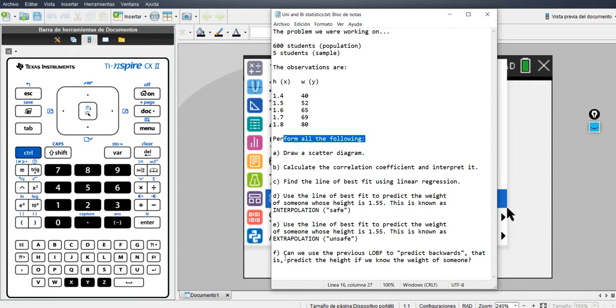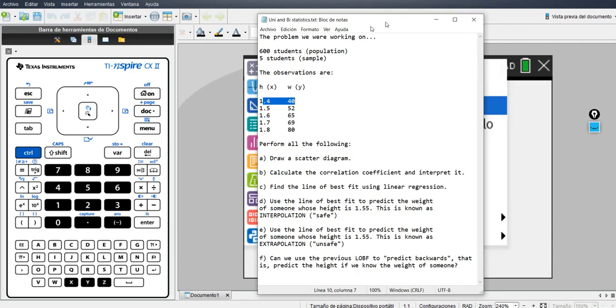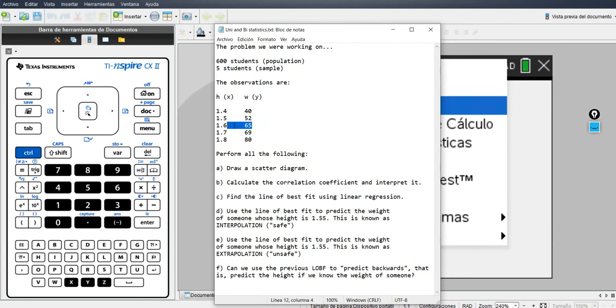So let's perform all the following. We're going to do all of this by making use of the TI. We're not going to do anything by hand. It's purely software generating. Okay, so let's start. They want me to draw a scatter diagram for this bivariate data. Remember that each of these rows represent a point in my data set, right? 1 point, 2 points, 3, 4, and 5 points in my data set. So let's draw a scatter diagram by using your calculator.